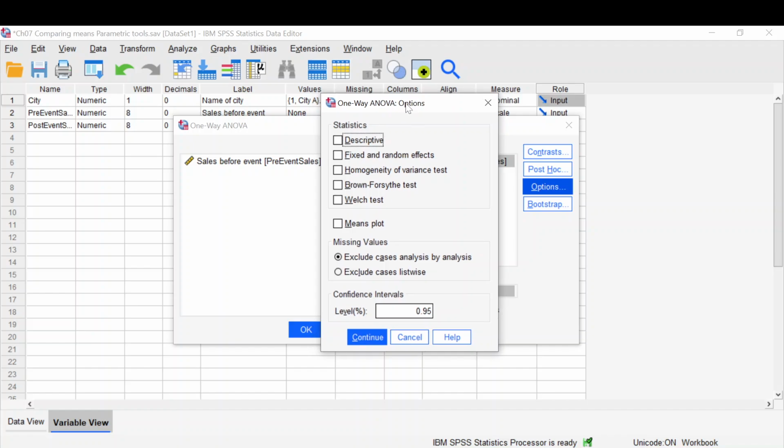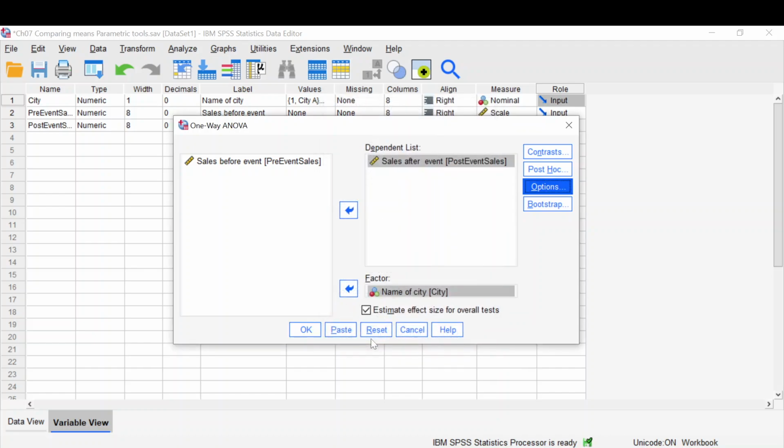We'll get some of this data as well. So here we want the descriptive statistics, and we'll also collect the means plot. It's important that you exclude cases analysis by analysis and choose a 95% confidence level. This has been explained, the reason why we do this, in our one samples t-test video. So please refer to that so you understand why we select these options. And then hit continue and OK.